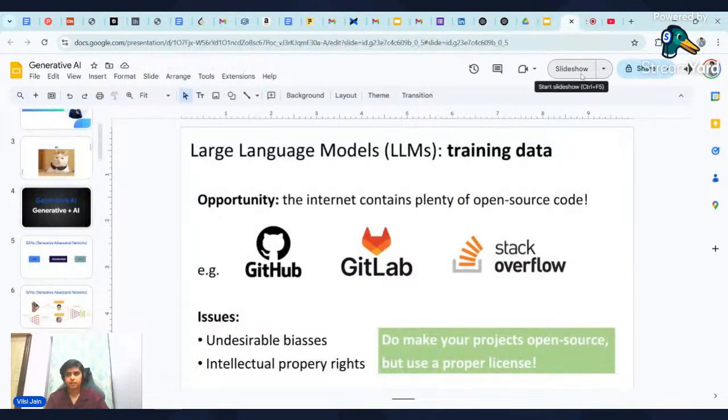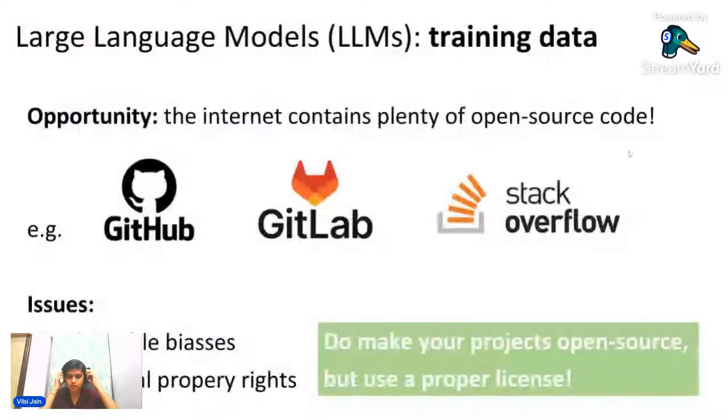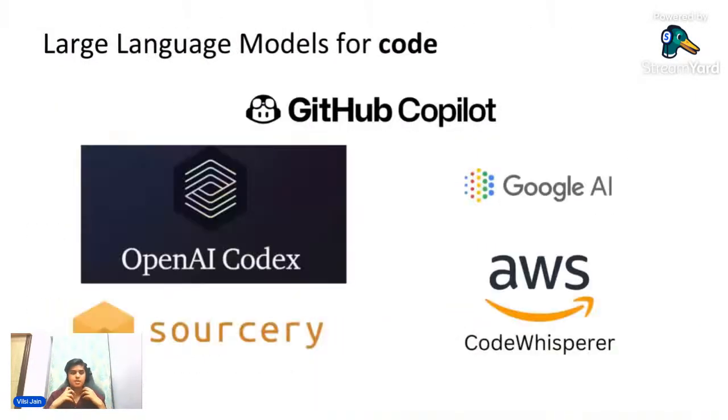Okay, let me present it again. So let's come to the next page. Large language models for code. Now we have GitHub Copilot, we have Azure AI, Google AI, AWS, OpenAI Codex. I don't know how many there are in the market, right?